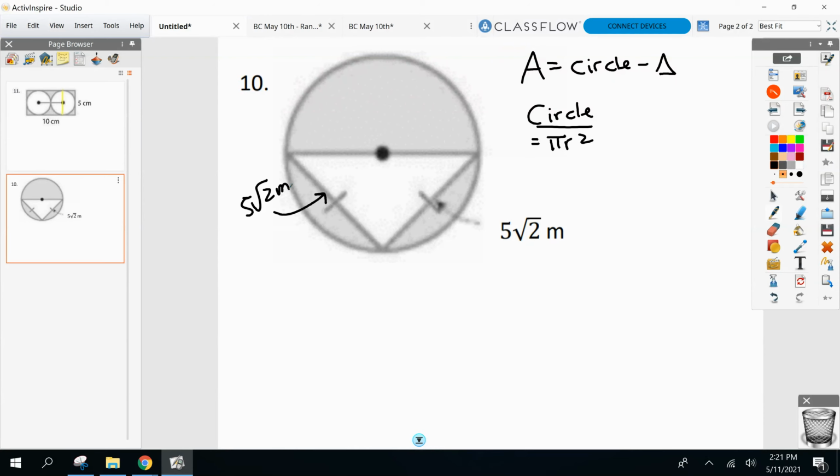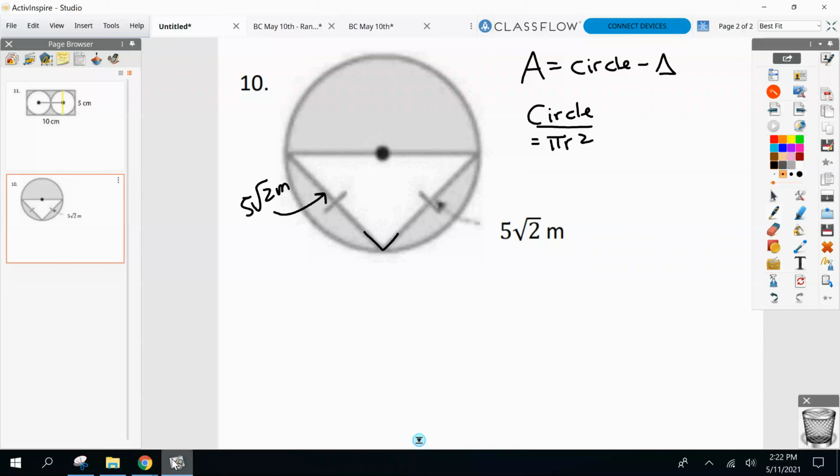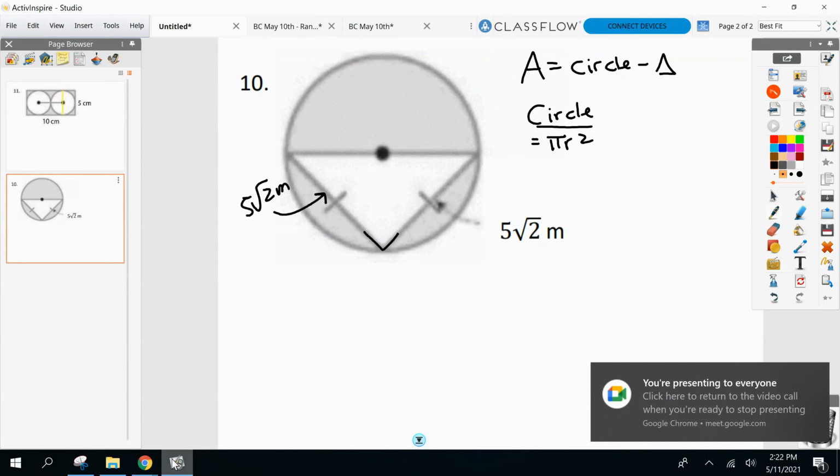Well, Mr. Carlino, how do you know it's a right triangle? Because this angle right here is an inscribed angle drawn to a diameter. So we know from last unit that that is a right angle. Okay, so that's got to be a right angle.